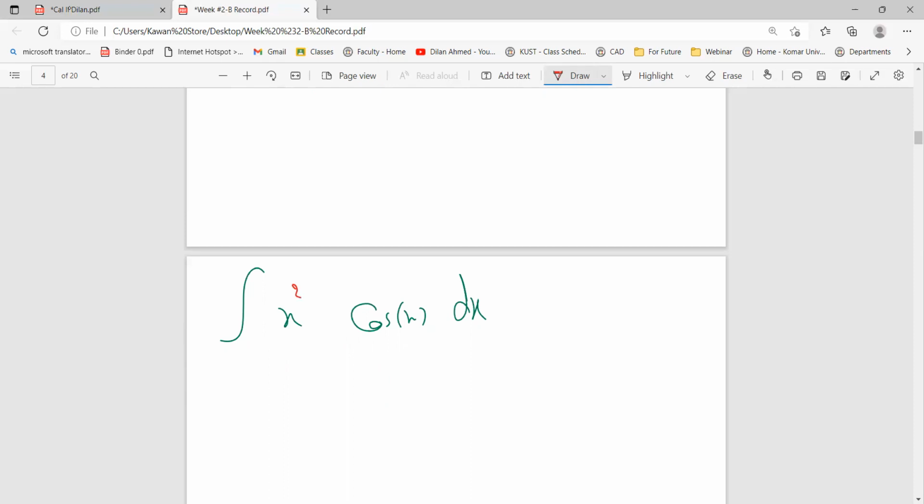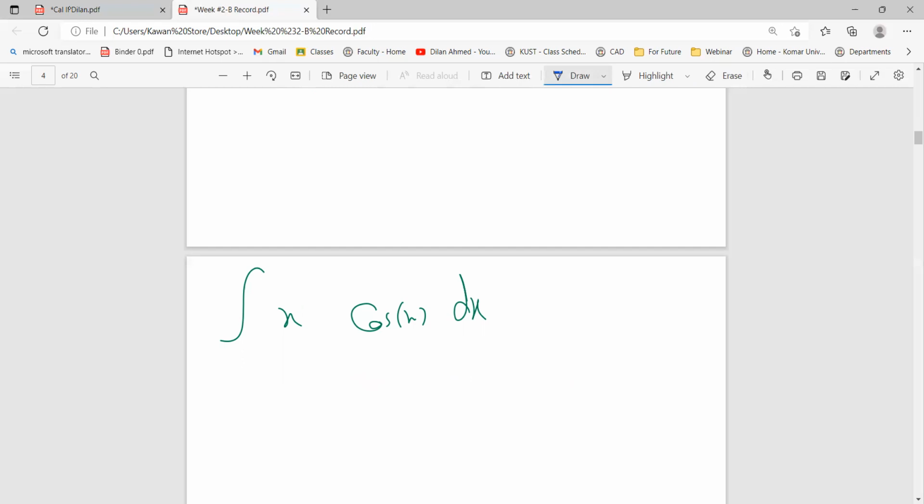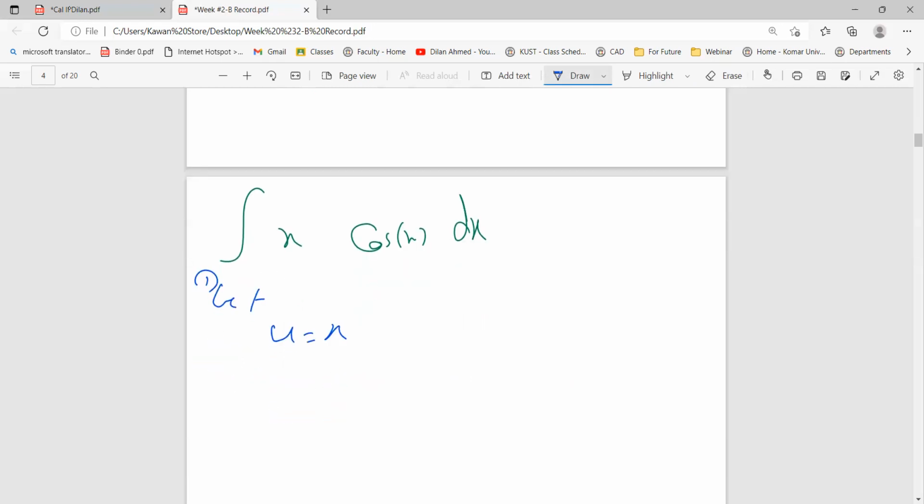And of course, because we need to reduce the exponent, for example, if this is x squared, x to power 3, we need to make the x to power 2. We need to make 2x. So that's why it's better to choose x as u if you have x, because later cosine x will change. So here we are. Let u be x and dv be cosine of x dx.